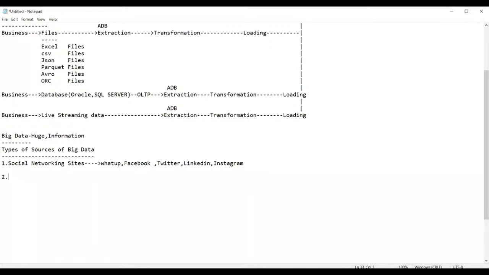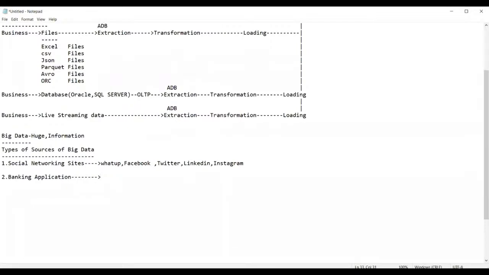Next, after this, you have the second source. What is the second source? We can say the second source is banking applications. Across the globe, banking applications are considered a major source of getting big data.